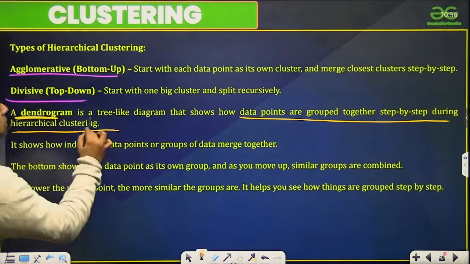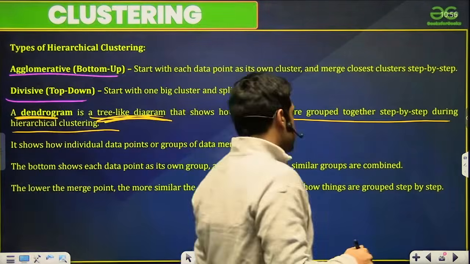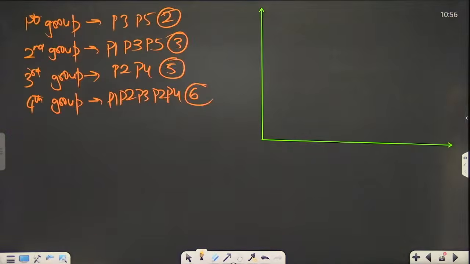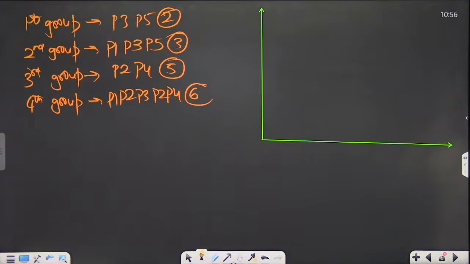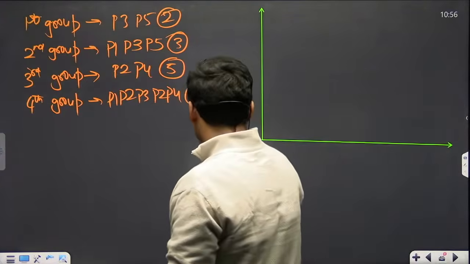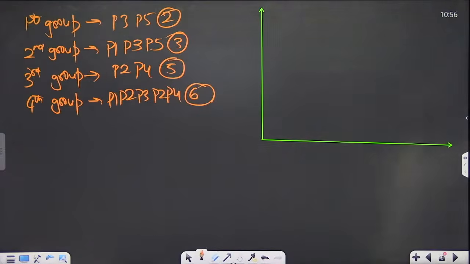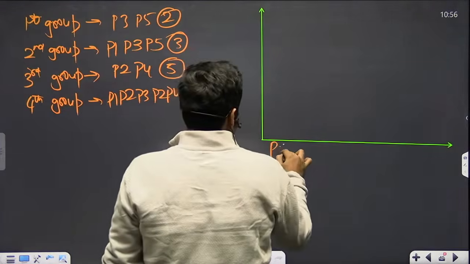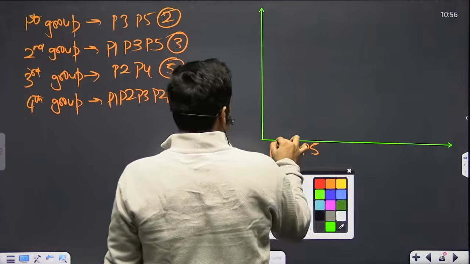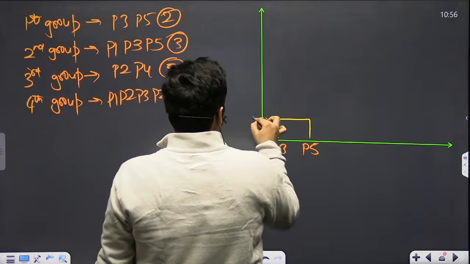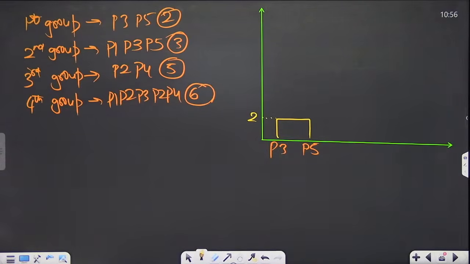So I just want to make a tree-like structure. Now how to make it? Very simple. The final cost is 6. Now which elements have been grouped initially? Initially P3 was grouped with P5 at a cost of 2.